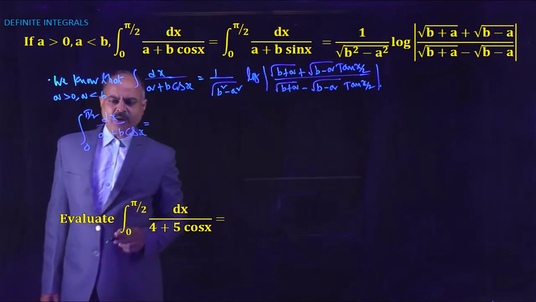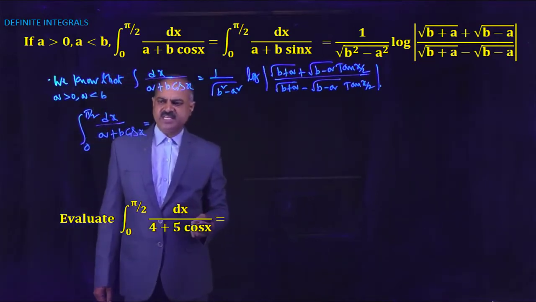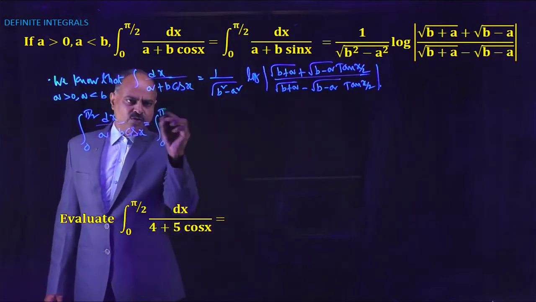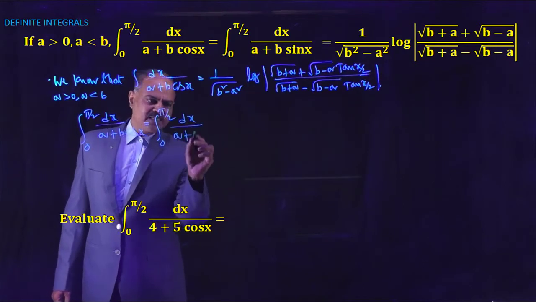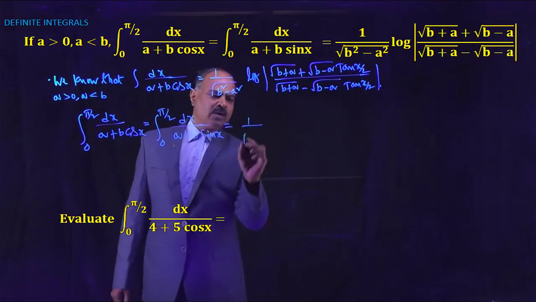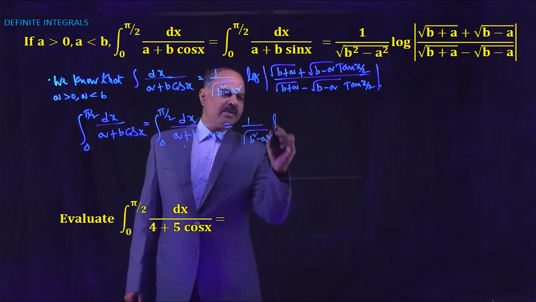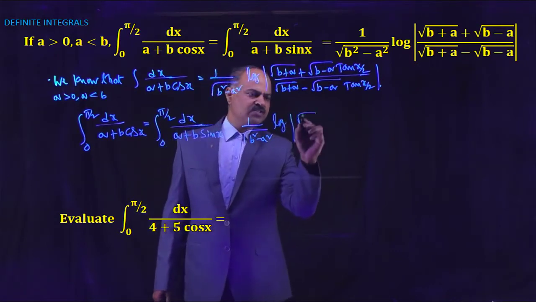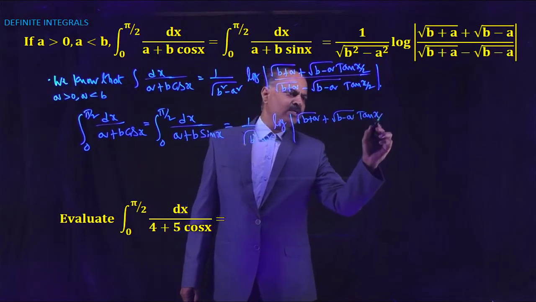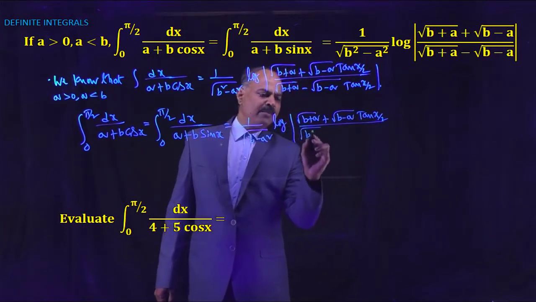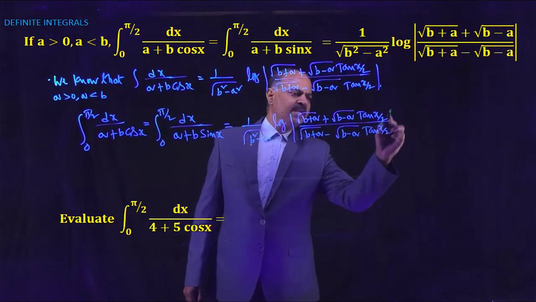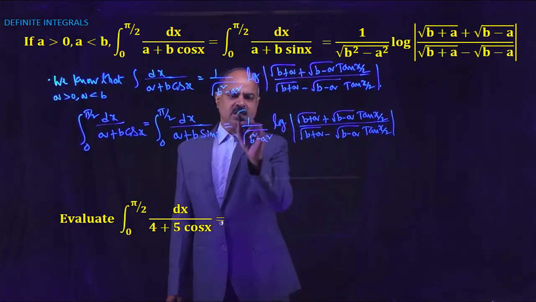So by applying the property integral 0 to a f of x dx equal to integral 0 to a f of a minus x dx, we get here integral 0 to pi by 2 dx by a plus b sin x. Now this is equal to 1 by root over b square minus a square into log modulus of (square root of b plus a plus square root of b minus a tan x by 2) divided by (square root of b plus a minus square root of b minus a tan x by 2). So here limits 0 to pi by 2.